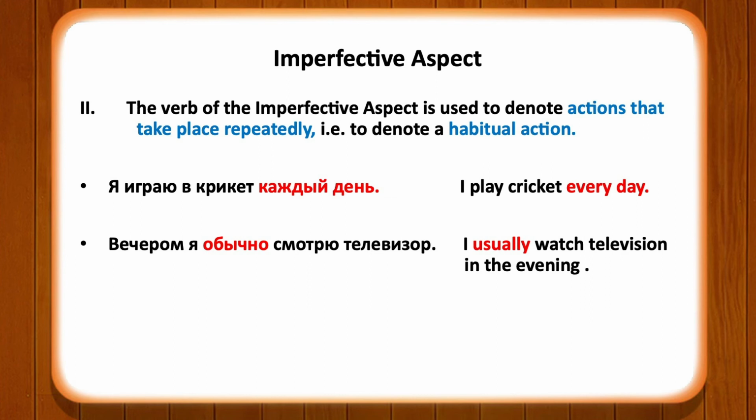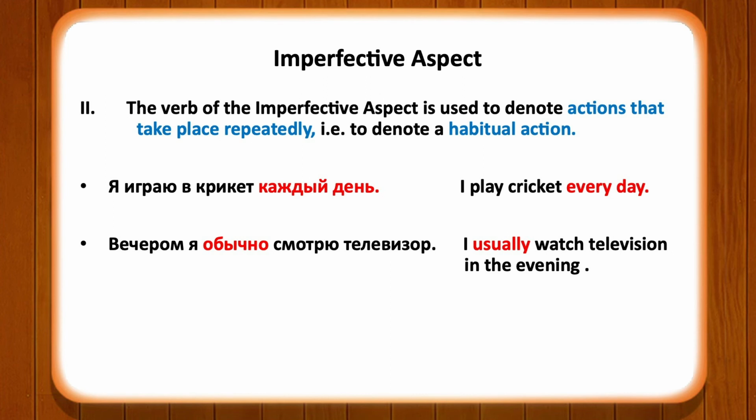So here the every day is denoting that the action is taking place repeatedly, daily. So to denote such an action, you use the form of imperfective verb. Я играю в cricket каждый день. I play cricket every day. Let us take one more example. Вечером я обычно смотрю телевизор.